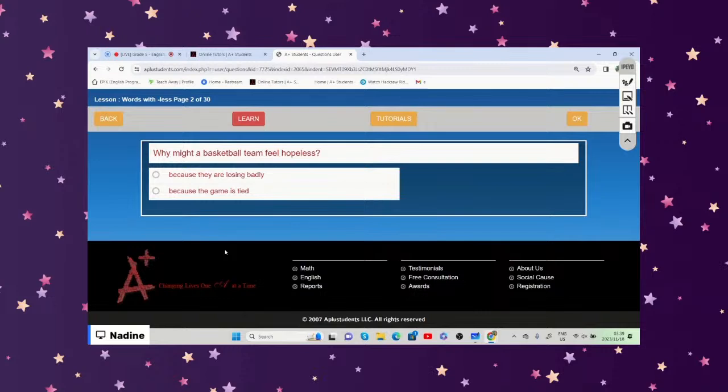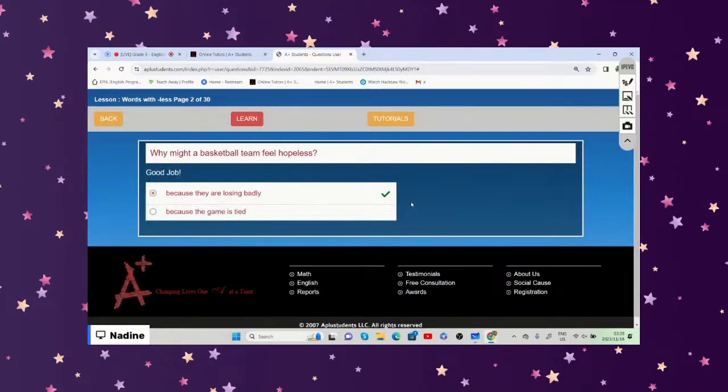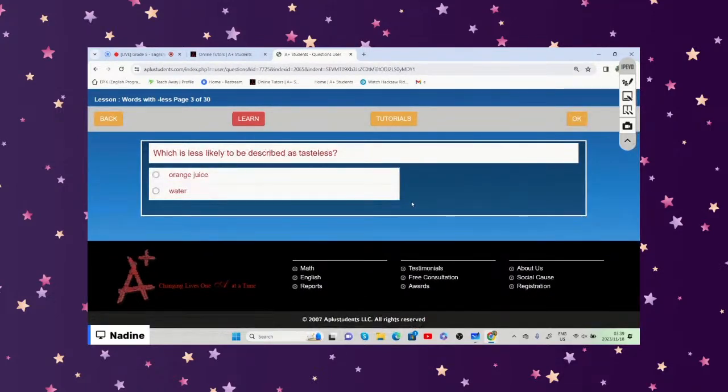All right, so we can then basically say because they are losing badly, which is the first one, right? So remember, you start feeling hopeless because you're losing and you're just thinking to yourself, we're about to lose this game, right? So yes, number one is correct. So well done, everybody.